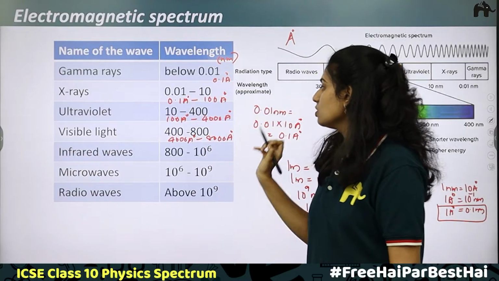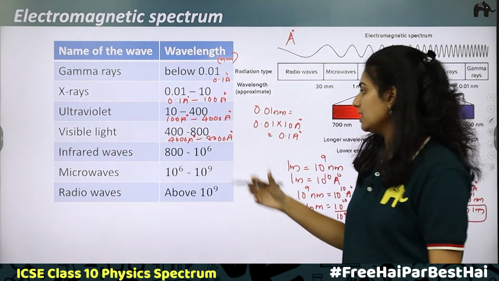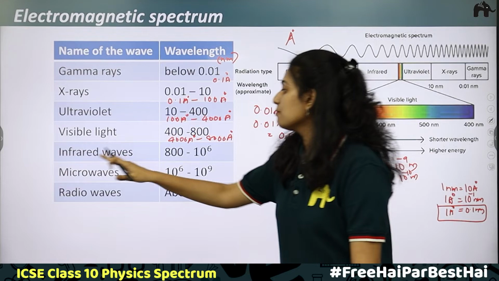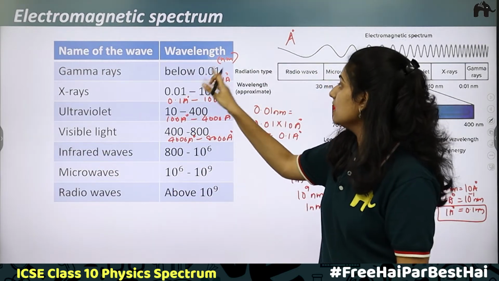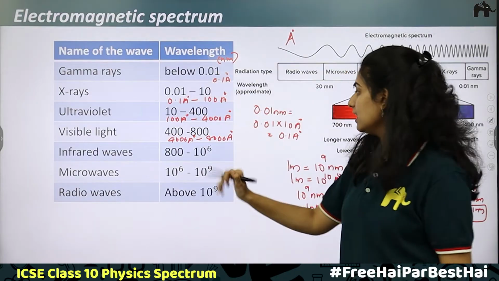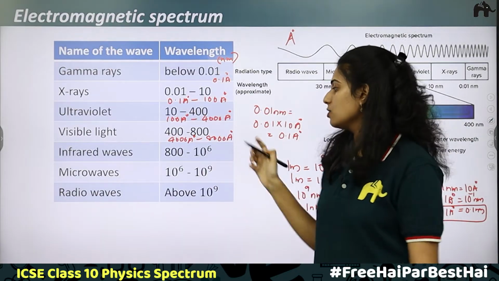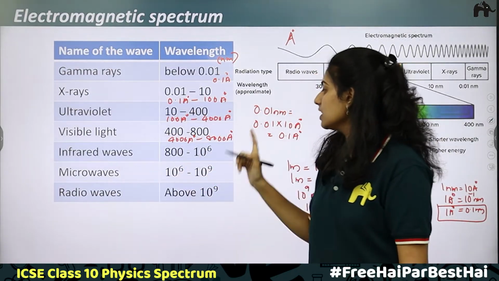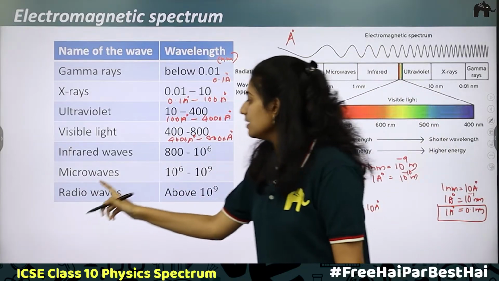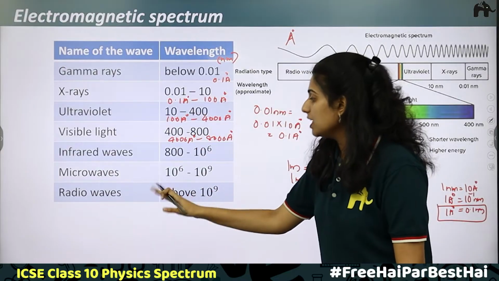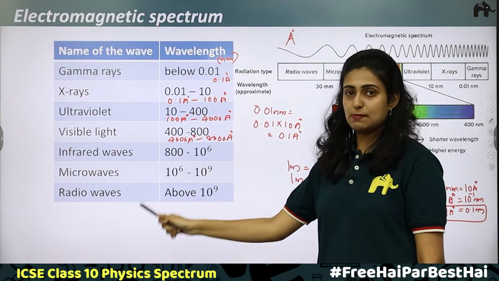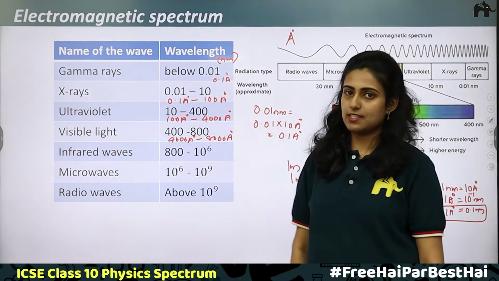800 to 10 raised to 6 nanometer. That is infrared waves. Then the microwaves. Now the wavelength you can see is increasing. We have started with below 0.01. Here it is 10 raised to 6. So microwaves are 10 raised to 6 to 10 raised to 9. And then come the radio waves, which are above 10 raised to 9. Okay. And the minimum frequency will be for radio waves. Maximum frequency will be for gamma rays.